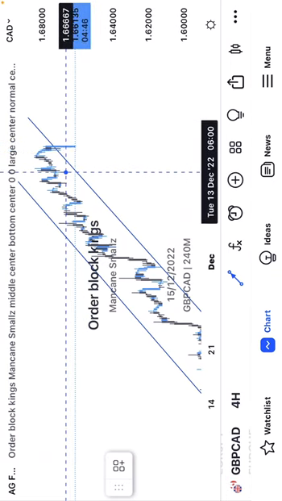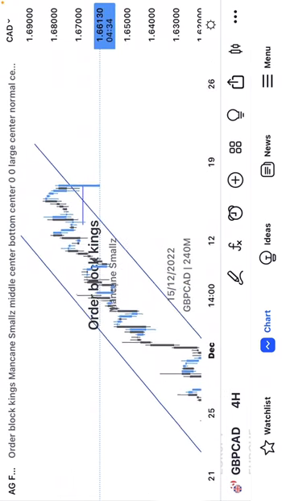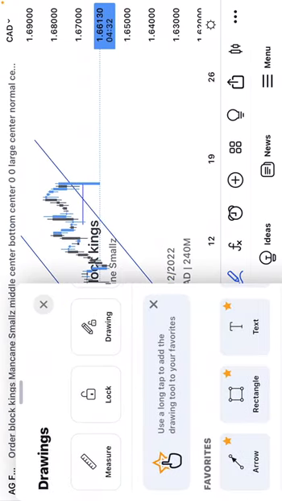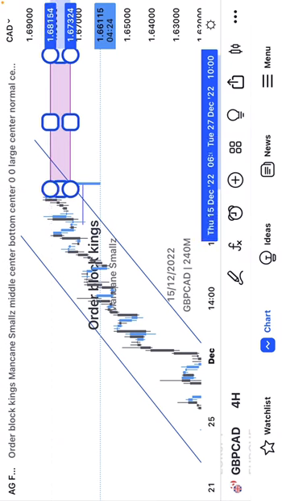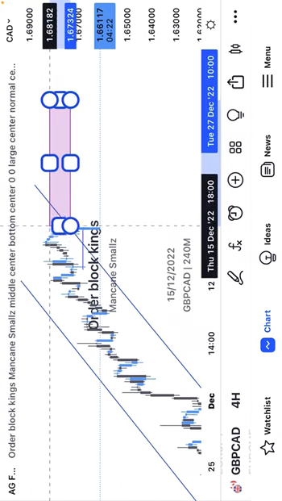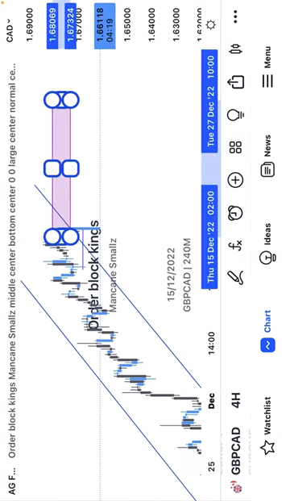So let's draw it nicely. GBPCAD has now changed the market direction. This is not a pullback. I can see that the market has changed the direction. I can see that there is an order block on H4. So I'm going to break it to lower time frames and see what's happening there.